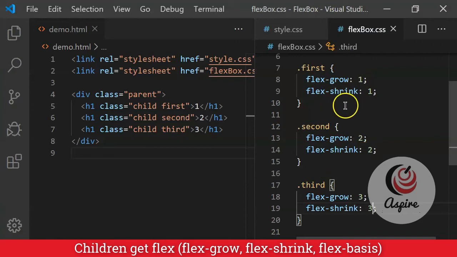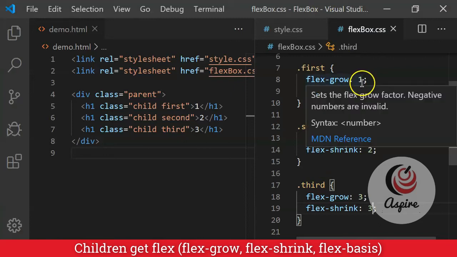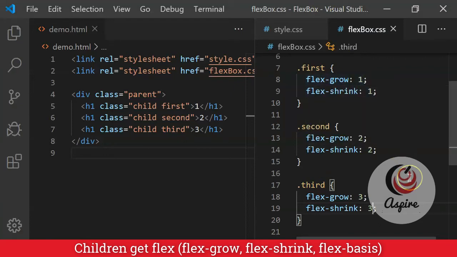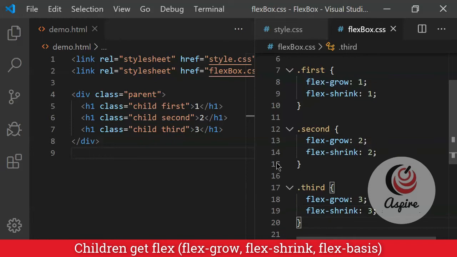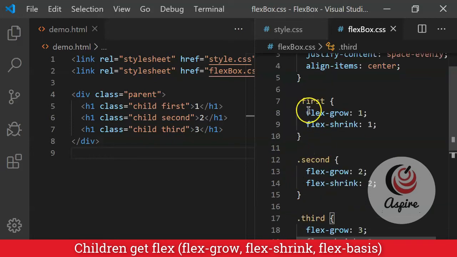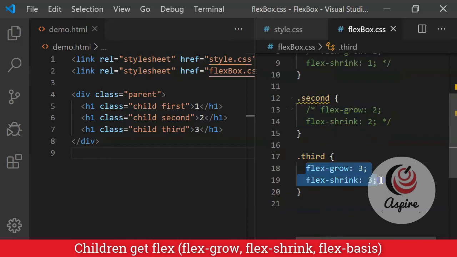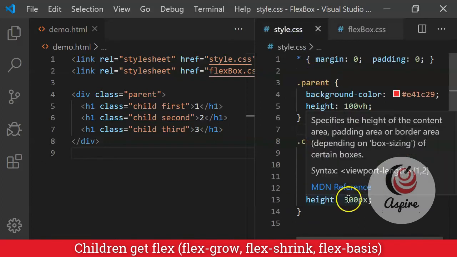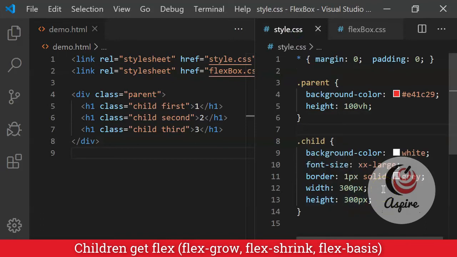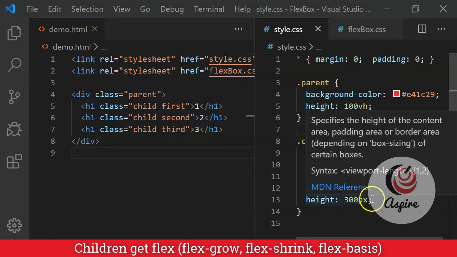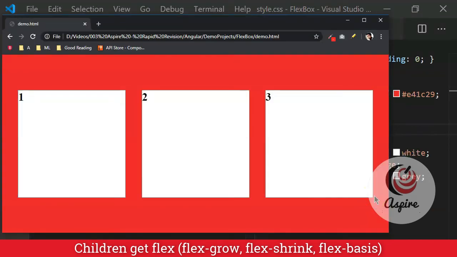So this is what these relative values of flex grow and flex shrink mean. Now to explain flex basis, let me first get rid of all these flex grow and flex shrink. I'm commenting them out, and I'm highlighting this to you once again, that the children have a width of 300 pixels by default. Even the height is the same, 300 pixels. So the page now should look something like this.